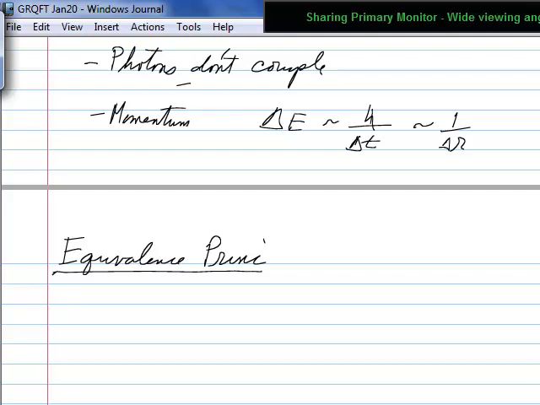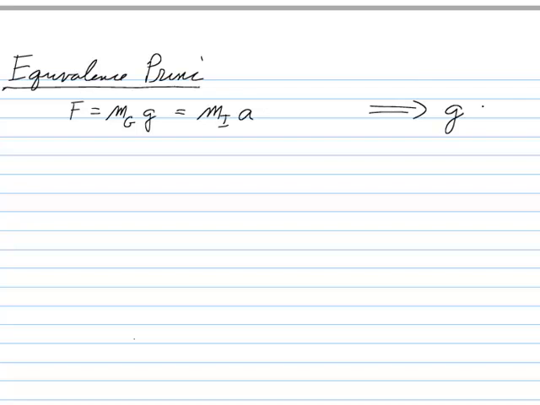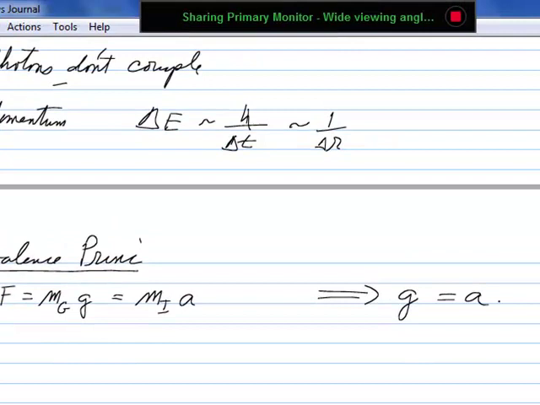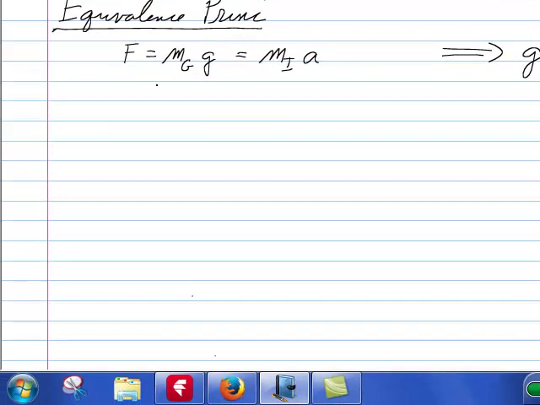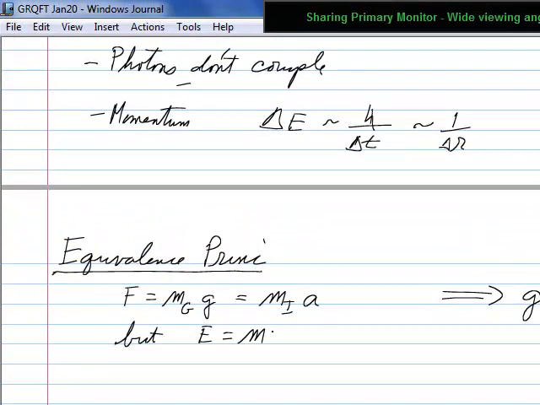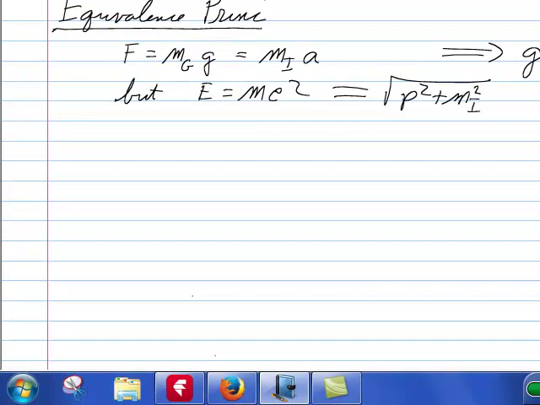So if we're doing the equivalence principle, at the very easiest, you say F is the gravitational mass times the gravitational potential equals the inertial mass times the acceleration. So the equivalence of the gravitational potential and the acceleration. If we then start making a relativistic theory, E is equal to mc squared, or more generally, square root of p squared plus m inertial squared. This tells you that you can't just focus on the mass. You have to focus on the energy.